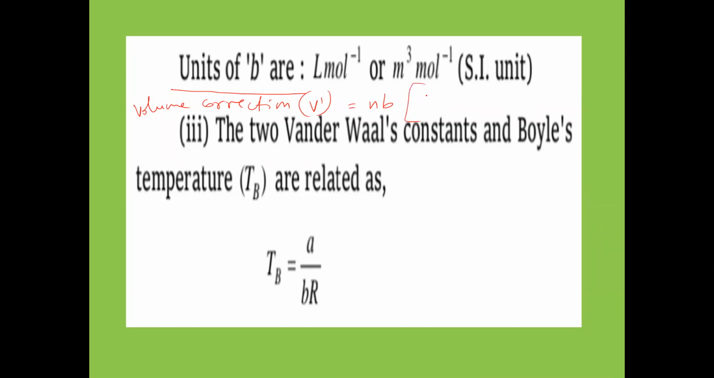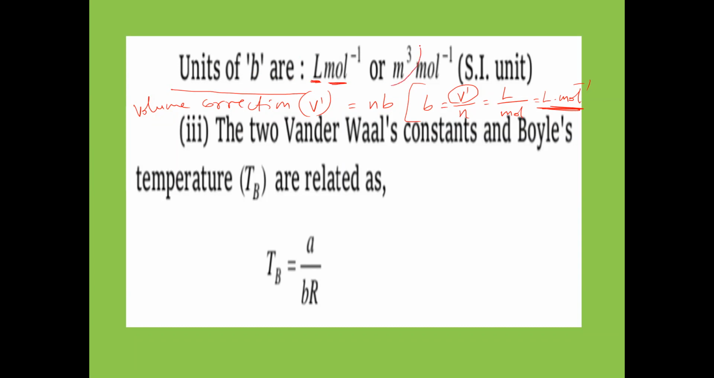From this formula, B is equal to what now here? Volume correction by number of moles. Volume correction means volume in liters, na? So liters by n, the number of moles. So liter mole inverse will be the units of what now here? B. So the units of B will be liter per mole.